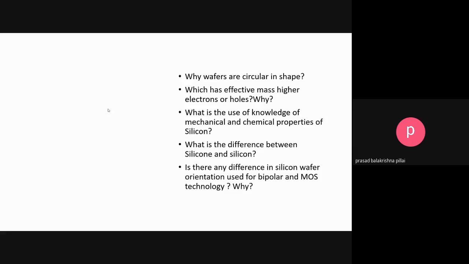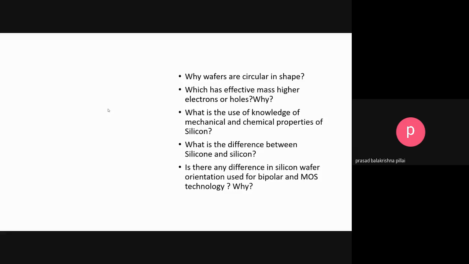And this question, do you know about this? We have discussed orientation, and how to identify the different orientations from the wafer side. But do you think the wafers used for bipolar and MOS technology are the same or different? I think for MOS technology we use 111 orientation. No, it's the other way around, 100. We don't use 111 because of the atomic density.